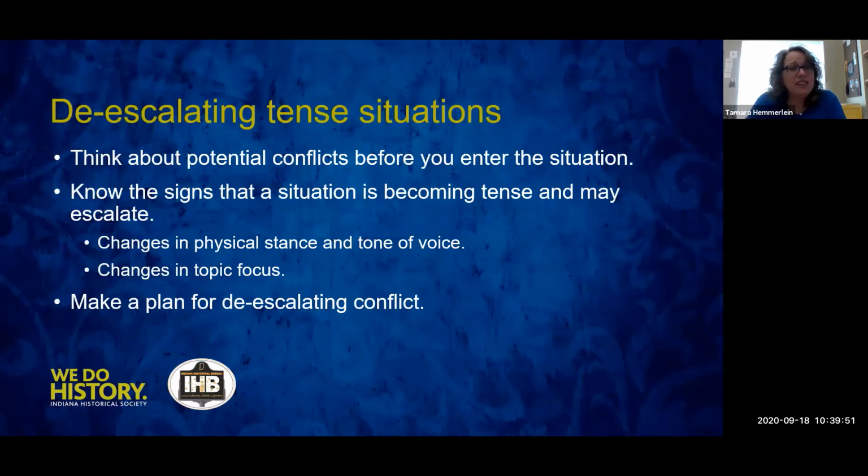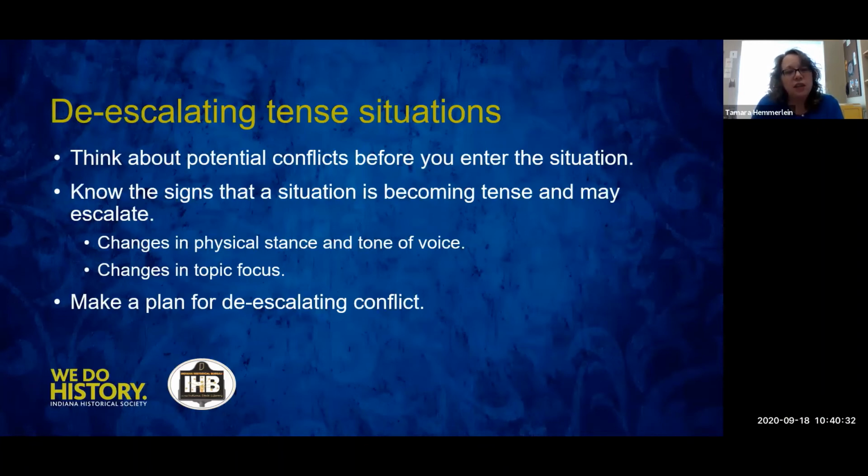Be able to recognize the signs that a situation is becoming tense and may escalate. People may start shouting. People who were sitting down may stand up. Arm movements may get bigger. They may get smaller. People may start crossing their arms and hiding their hands, or rocking back and forth, shifting their feet, waving their hands, and pointing at other people. Recognize those things, because all of those are indicators that tension is growing.